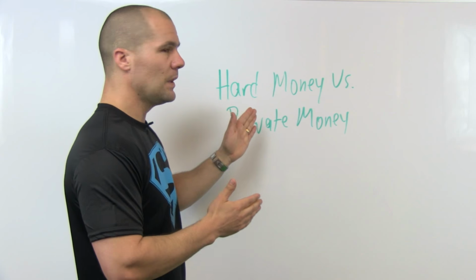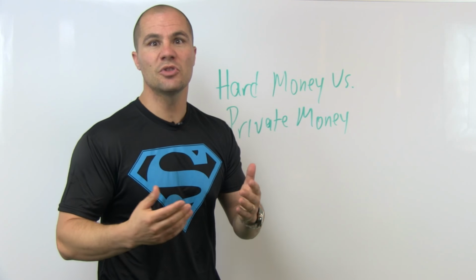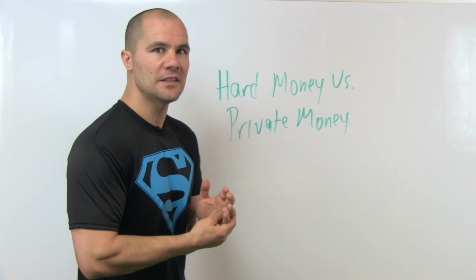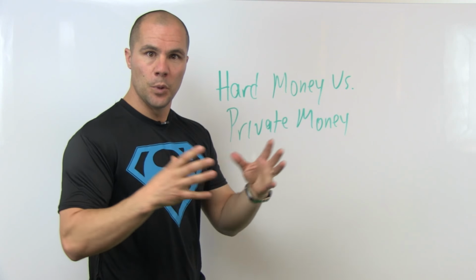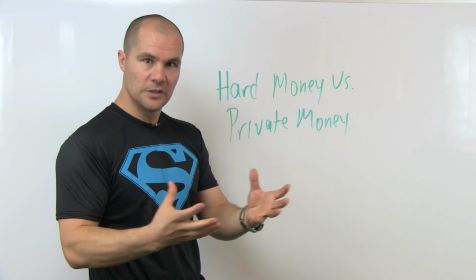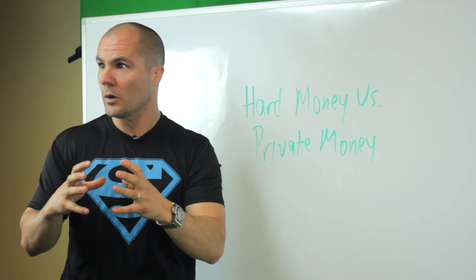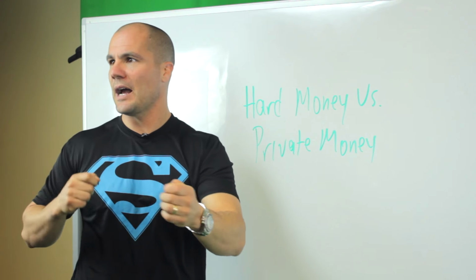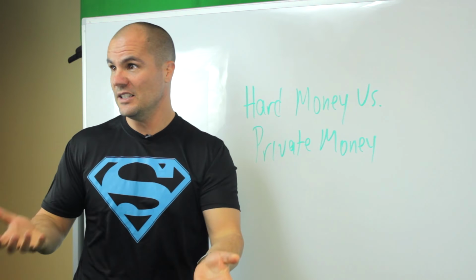Okay, first of all, hard money is usually institutional money. So what is institutional money? What this means is somebody has pooled money together into a collective. It's different people who have put money into a fund or a pool, and then the manager of that fund disperses it out as they see fit according to the criteria of their fund or pool.